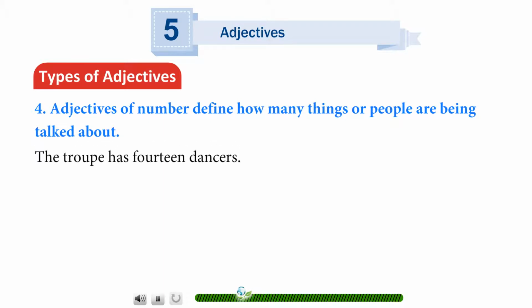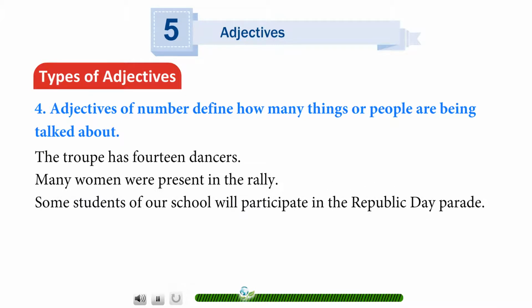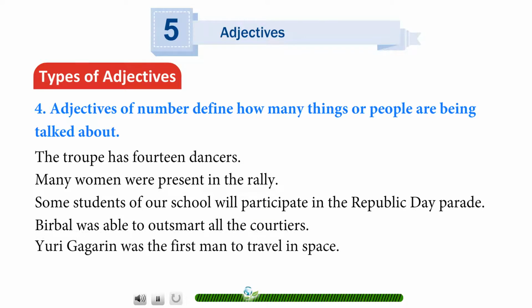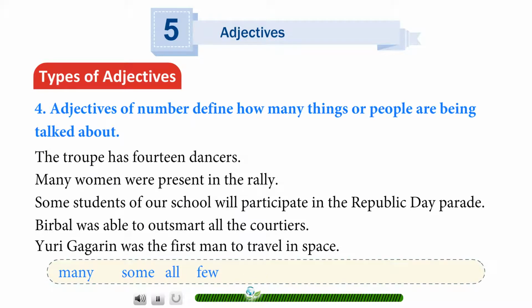Adjectives of number define how many things or people are being talked about. The troupe has 14 dancers. Many women were present in the rally. Some students of our school will participate in the Republic Day parade. Birbal was able to outsmart all the courtiers. Yuri Gagarin was the first man to travel in space. Many, some, all, few.